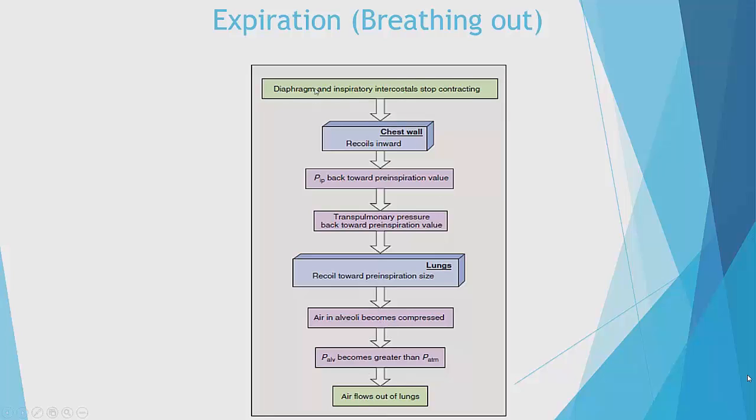So just to go over it one more time, these muscles stop contracting, the chest wall then recoils inwards, causing a drop in intrapleural pressure, which then causes a change in transpulmonary pressure. Because of this, your lungs return back to their normal size, causing the inside of the lungs to have a greater pressure, which then means that the air is going to flow out of the lungs until there is no pressure difference.